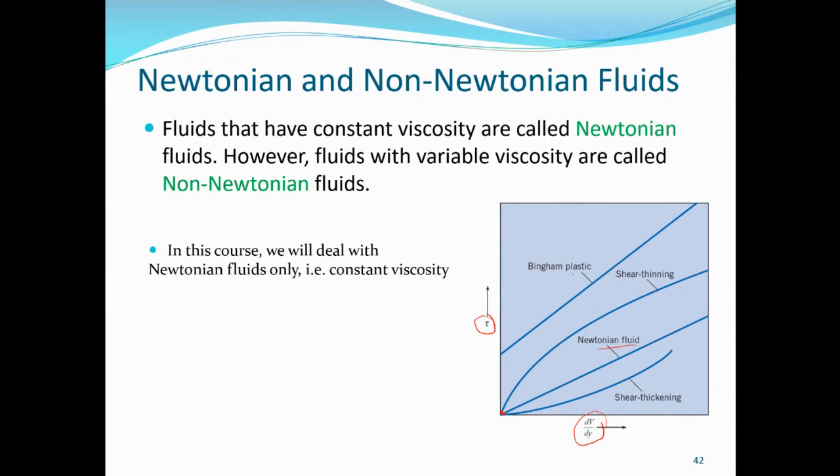You have Bingham plastic fluid, which does not start from the origin, but the shear stress is proportional to the velocity gradient, and it is linear. And you have non-Newtonian fluids: shear thickening and shear thinning. If you look at the plot, they are non-linear.